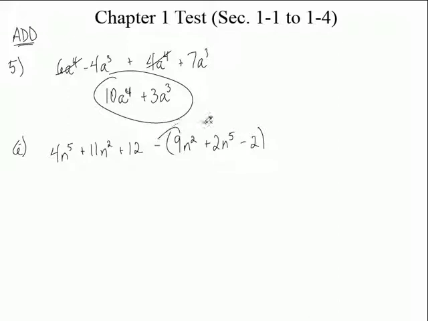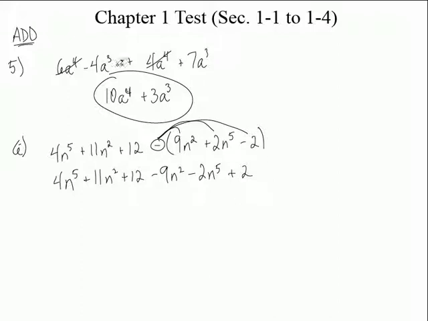Alright, so the parentheses is definitely important on this problem right here, because that negative has to go to all 3 of these. So let's just rewrite this one, because I didn't really change it at all, but I am going to change this last part. I'm just going to change the sign, because I'm just multiplying by a negative 1. So negative times a positive 9n squared is minus 9n squared. Then I have a negative times a positive, which is negative 2n to the 5th. Then a negative times a negative, which is positive, and that'll be a 2. Alright, so that's what that did. That negative just distributed through that parentheses.